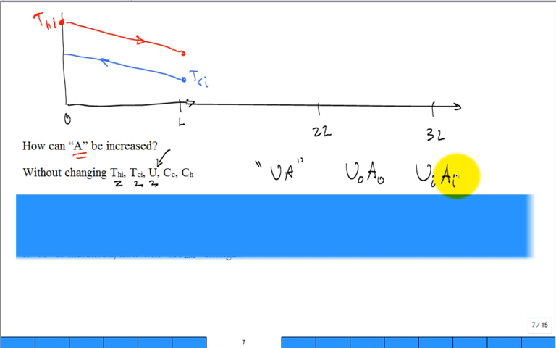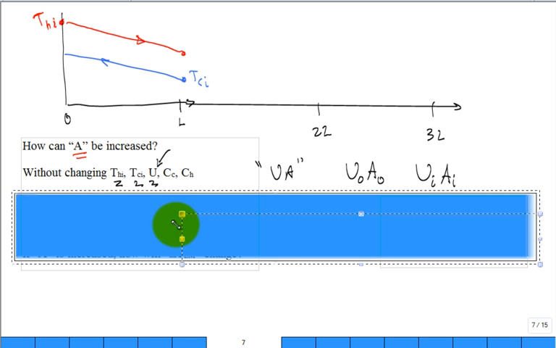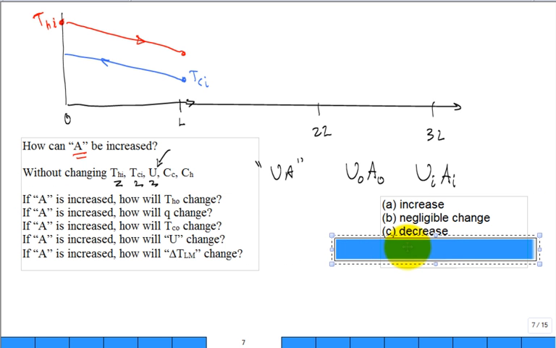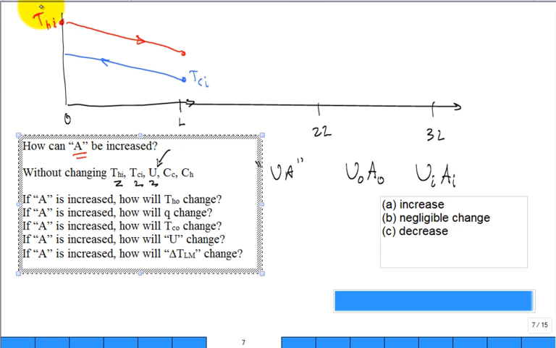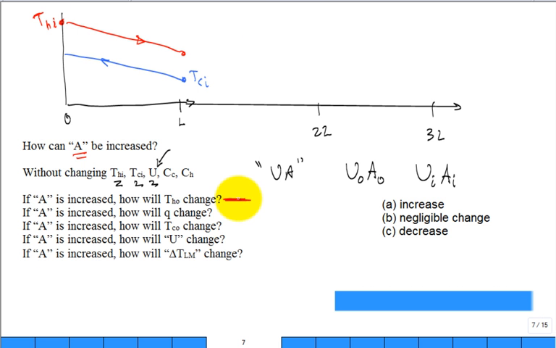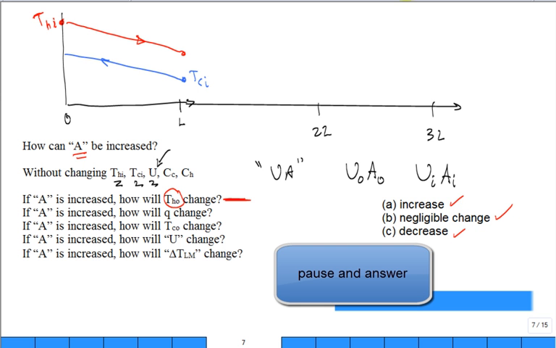All right. So now let's answer some other questions. Sorry about these questions being so challenging, but let's try this question right here. If area is increased by maybe making it longer, how will the temperature of the hot fluid on the outlet change? Will it increase, A, negligible change, or decrease? Temperature hot out. Let me start it.